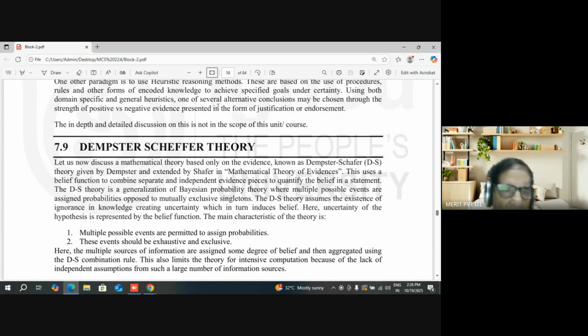Let us discuss a mathematical theory based only on evidence, known as Dempster-Shafer (DS) theory, given by Dempster and extended by Shafer in the mathematical theory of evidence. This uses a belief function to combine separate and independent pieces of evidence to quantify the belief in a statement. The Dempster-Shafer theory is a generalization of Bayesian probability theory, where multiple possible events are assigned probabilities, as opposed to mutually exclusive segments. So multiple possible events are permitted to be assigned probability. These events should be exhaustive and exclusive.